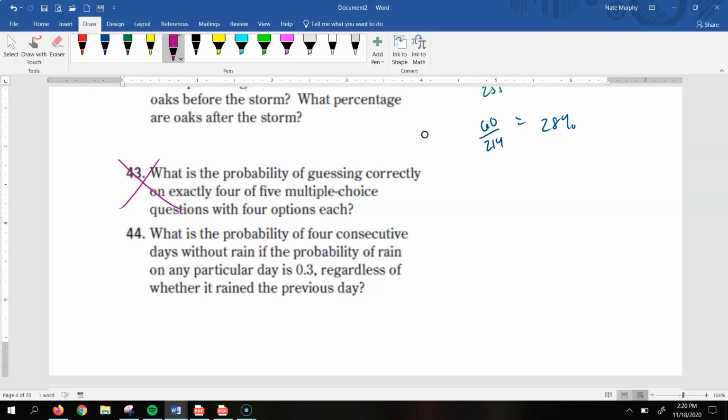So I apologize for that slipping past. But number 44 is kind of similar. That's why I thought that these two went together. But what is the probability of 4 consecutive days without rain if the probability of rain on any particular day is 0.3, regardless of whether it rained the previous days?